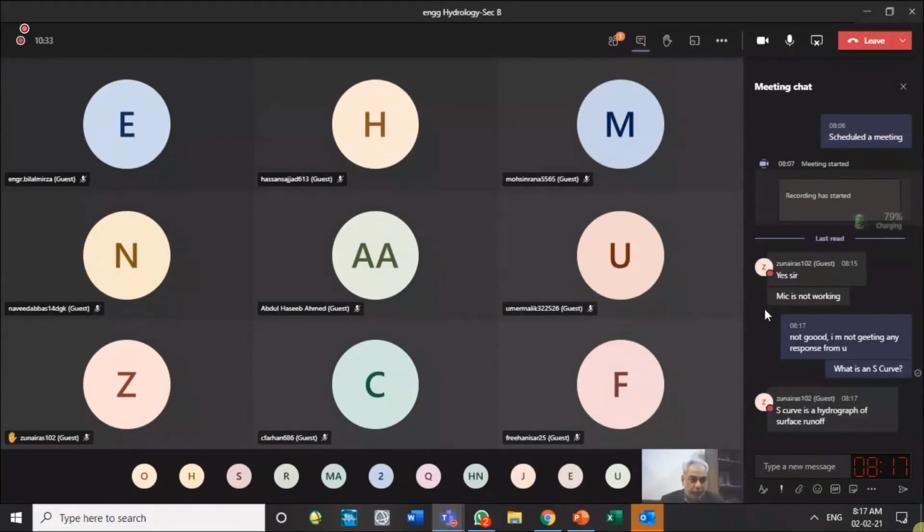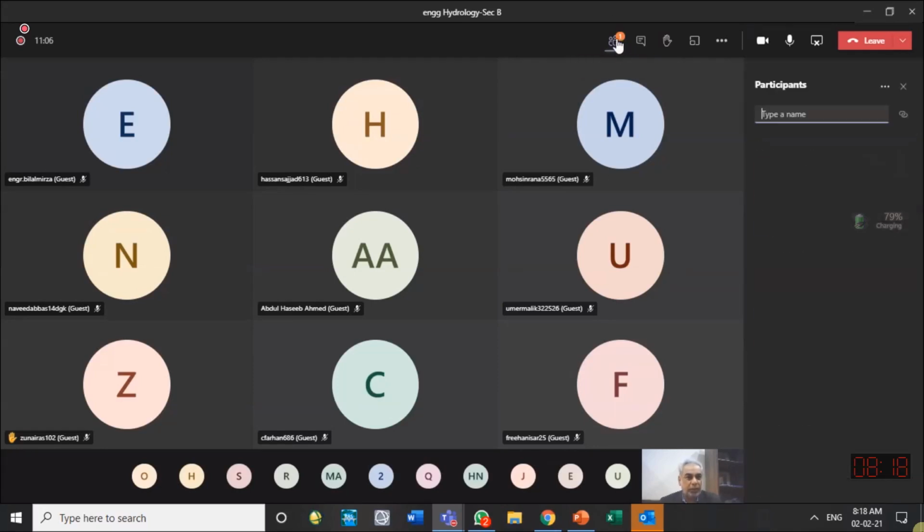Okay. S curve is a hydrograph of surface runoff. So not correct. It is not simply a hydrograph. Hydrograph is flow versus time. And you have put the word surface runoff. So you are talking about unit hydrograph. You are going towards unit hydrograph. Okay, anybody else? Zunera, you should work hard.